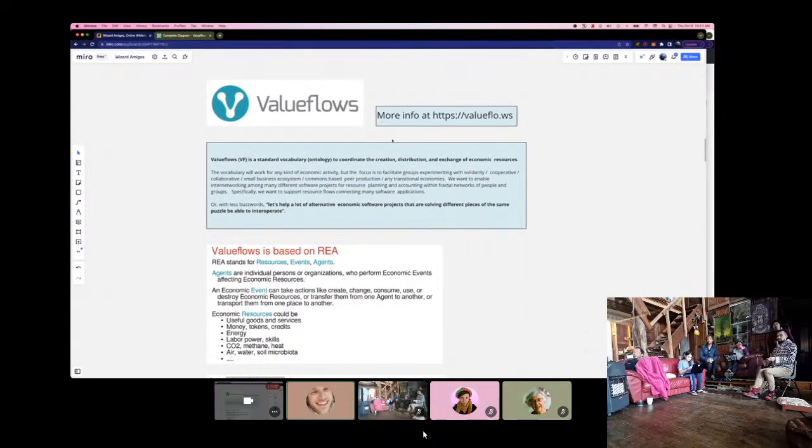Valueflows is a vocabulary to coordinate the creation, distribution, and exchange of economic resources. It works with any kind of resources and any kind of economic activity. But the focus of it is for groups and people experimenting with solidarity, cooperative models, collaborative models, small businesses, commons-based peer production, and any transactional economies. In other words, let's help a lot of the alternative economic software projects that are solving different pieces of the same puzzle be able to interoperate.